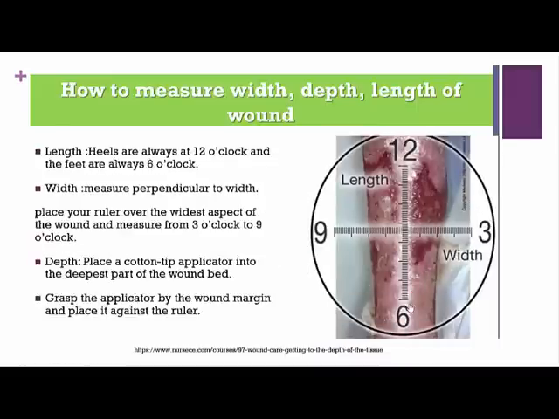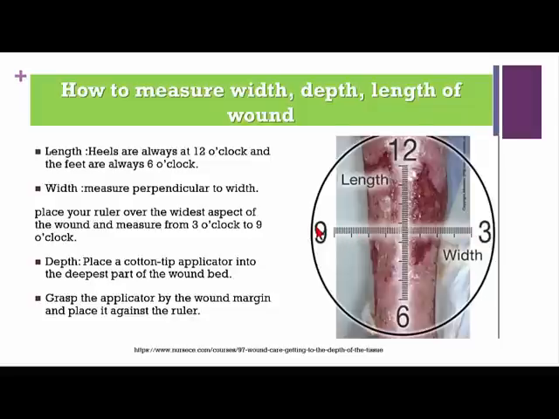Let's see how to measure the width, depth and length of the wound. For measuring the length of the wound, heels are always at 12 o'clock and the feet are always at the 6 o'clock position. If we want to measure the width, measure perpendicular to the length. Place your ruler over the widest aspect of the wound and measure from 3 o'clock to 9 o'clock position. So this is length, and perpendicular we are keeping the width, 3 o'clock to 9 o'clock position.